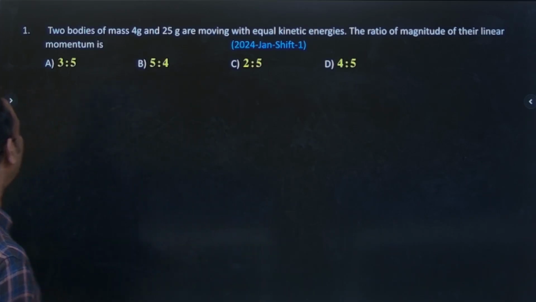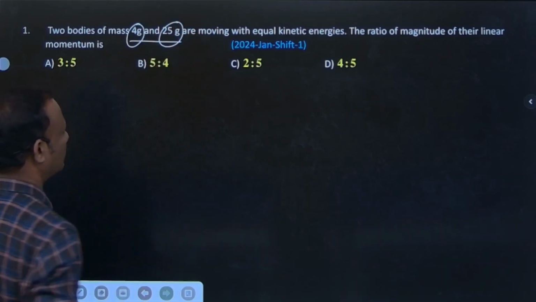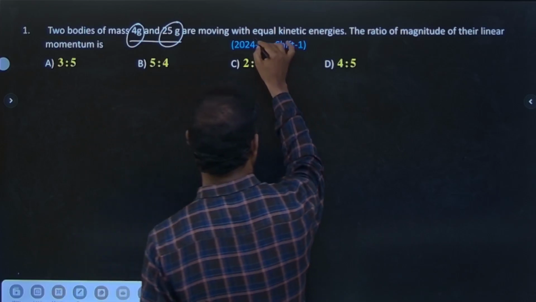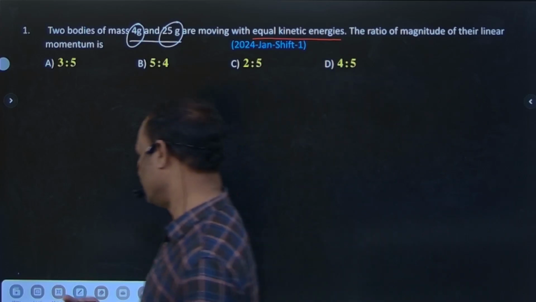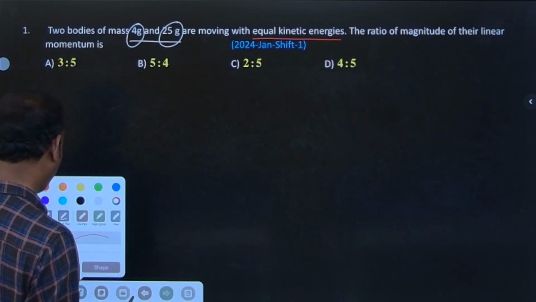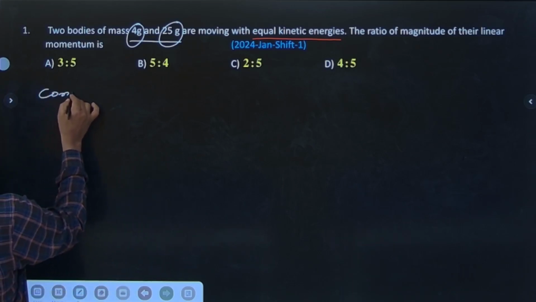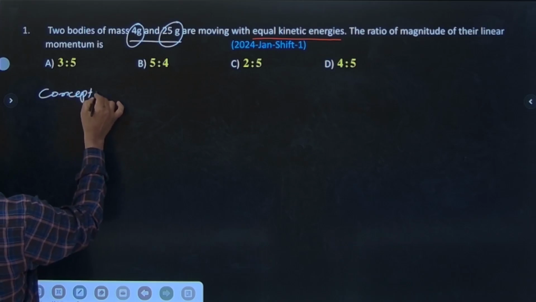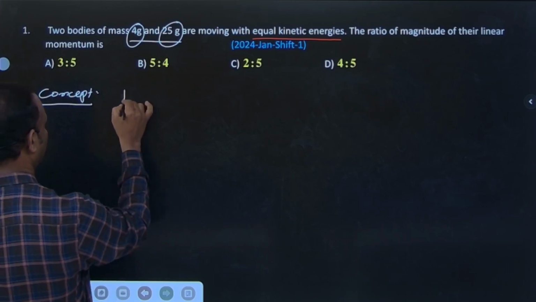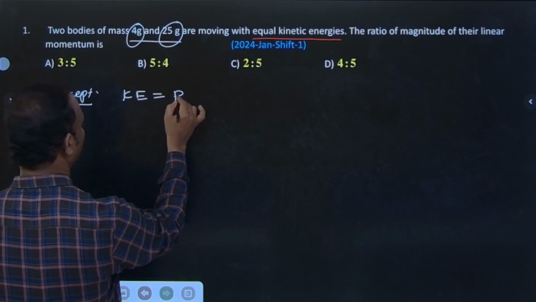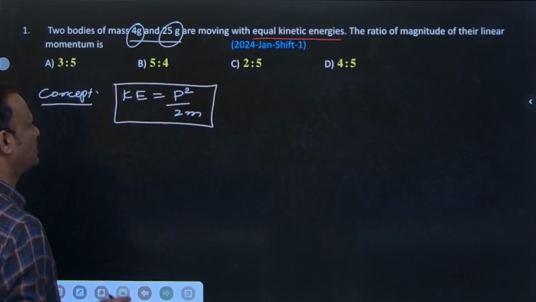Now, two bodies of masses 4 gram and 25 gram are moving with equal kinetic energies. The ratio of magnitude of their linear momentum. Very first case on this. What concept is this based on? The concept is the relation between kinetic energy and linear momentum. Kinetic energy KE is equal to P square by 2m.